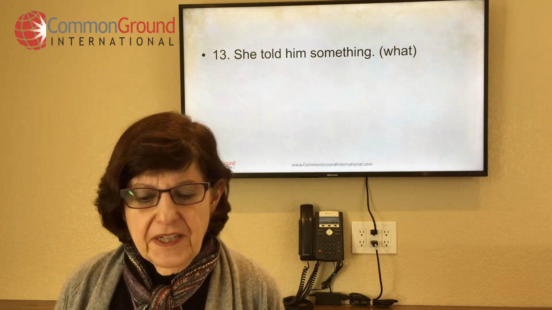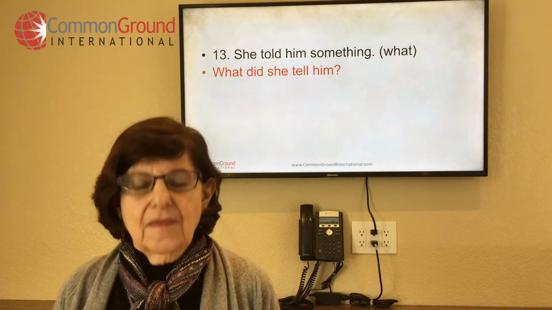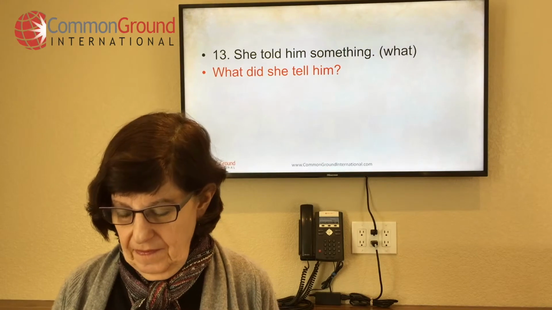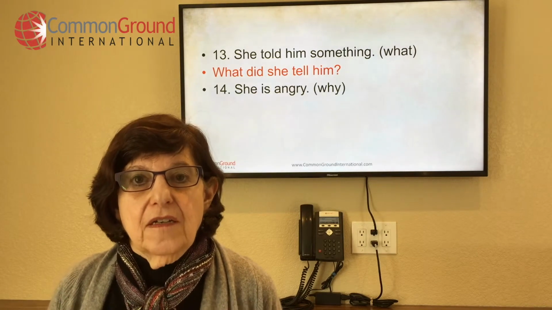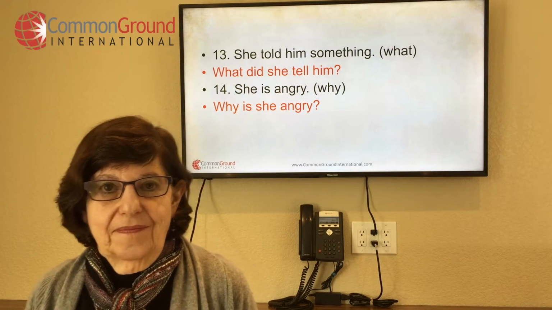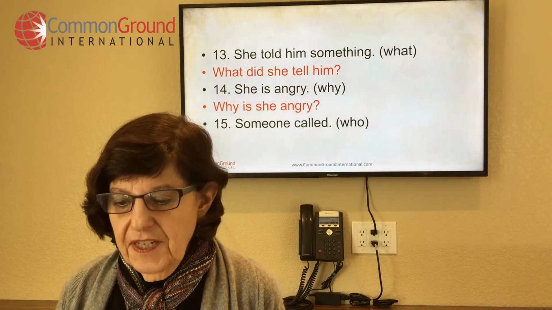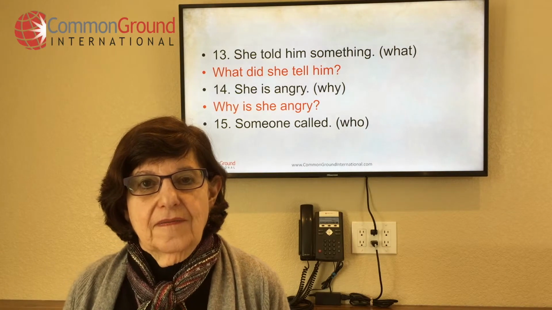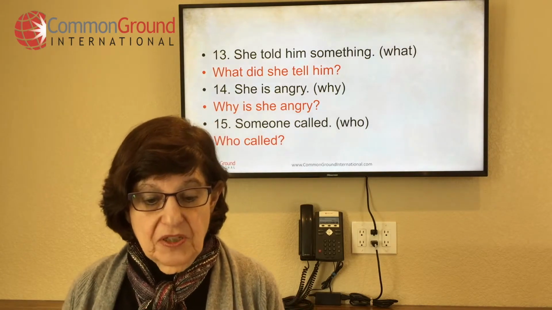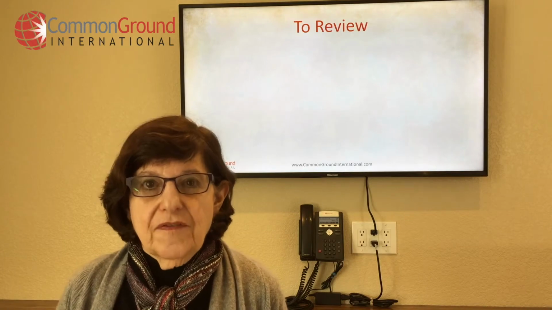Okay, let's see if you can do this one. A little tricky. She told him something. What? Not so tricky, really. What did she tell him? WH, auxiliary, subject, base form. She is angry. Why? Why is she angry? Because he told her something that wasn't true. Next one, 15. Someone called. You're going to use who? This is a very short one. If you said who called, you're correct. Who is the subject of the sentence? You don't need an auxiliary. Who called? A telemarketer.